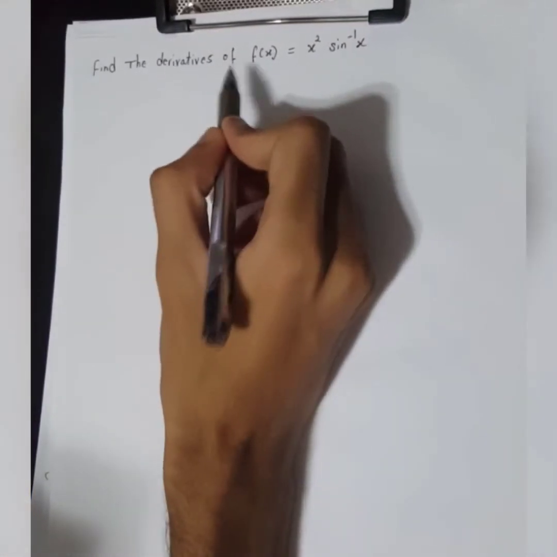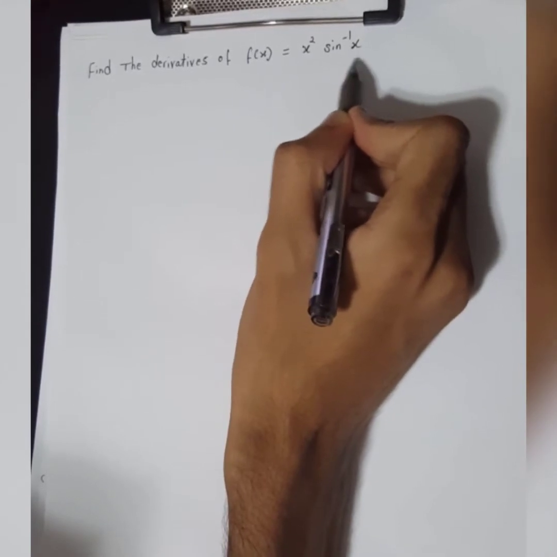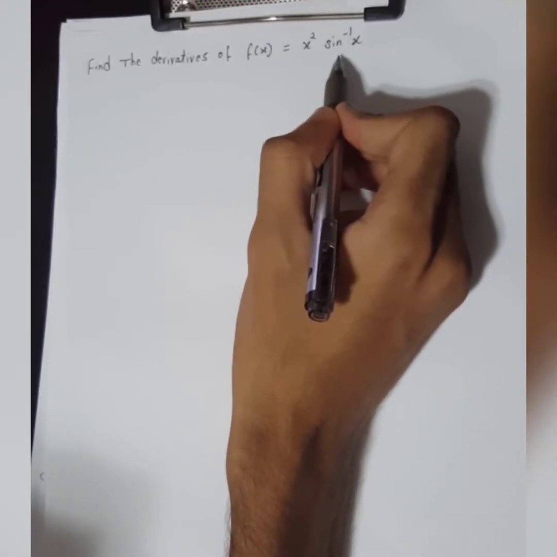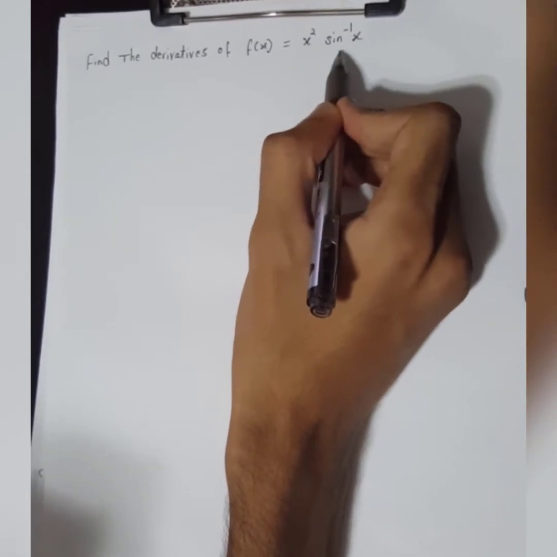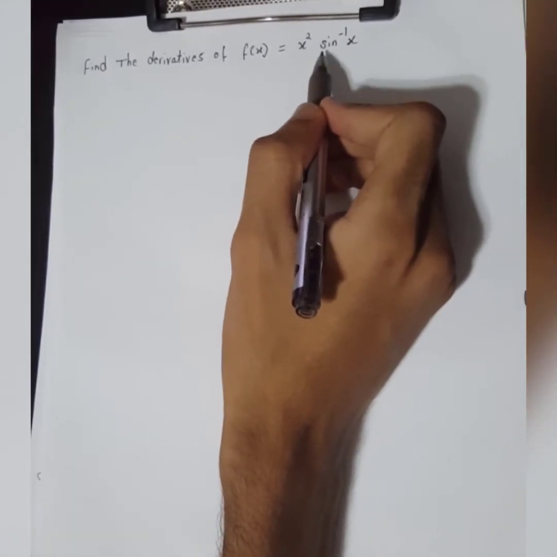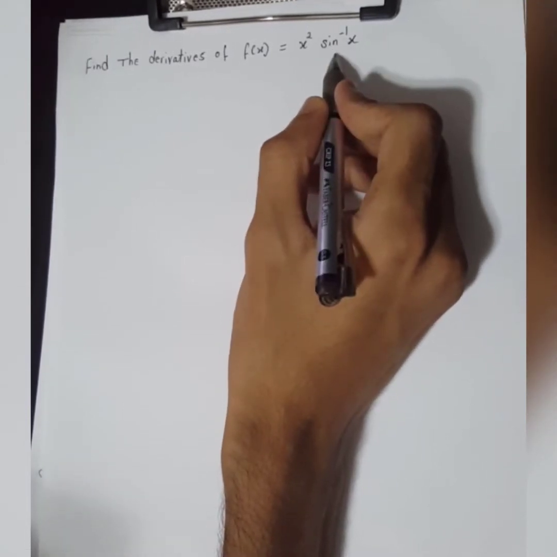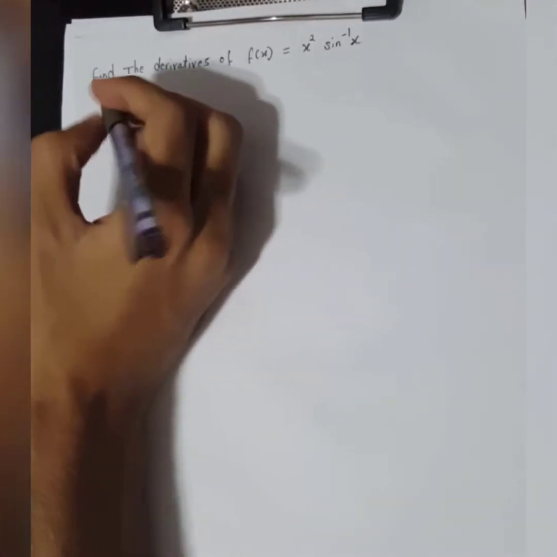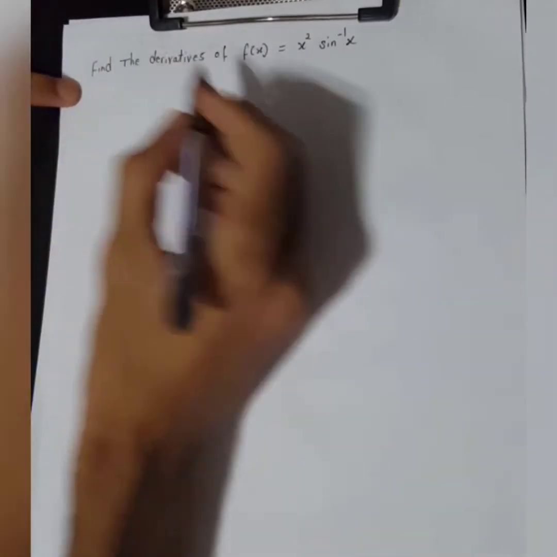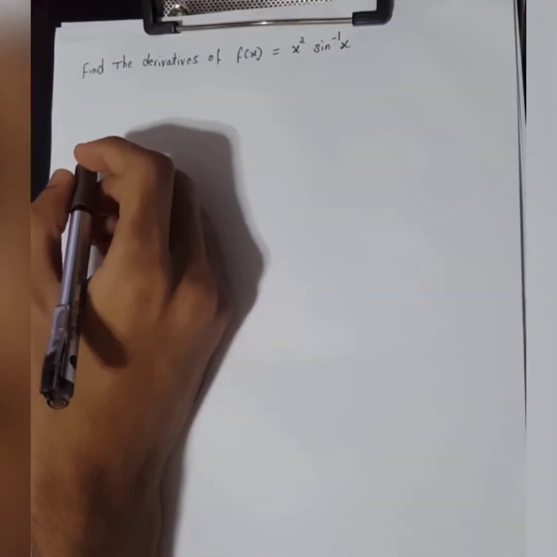Find the derivative of the function x squared inverse sine x. We know that inverse sine x is really hard to derive when it's an inverse function. So what we need to do is change the inverse function to a trigonometric function which is not inverse. To do that, we need first to apply the product rule, because we have two functions.